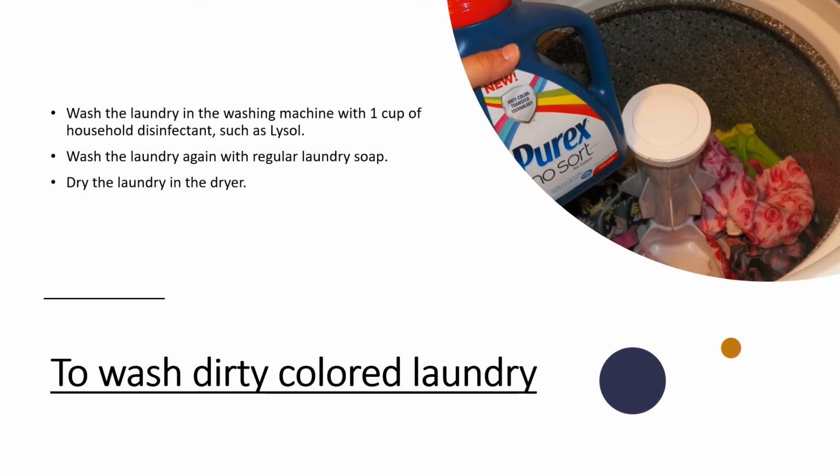To wash dirty colored laundry, first, you have to wash the laundry in the washing machine with 1 cup of household disinfectant such as Lysol. Wash the laundry again with regular laundry soap and then dry the laundry in the dryer.